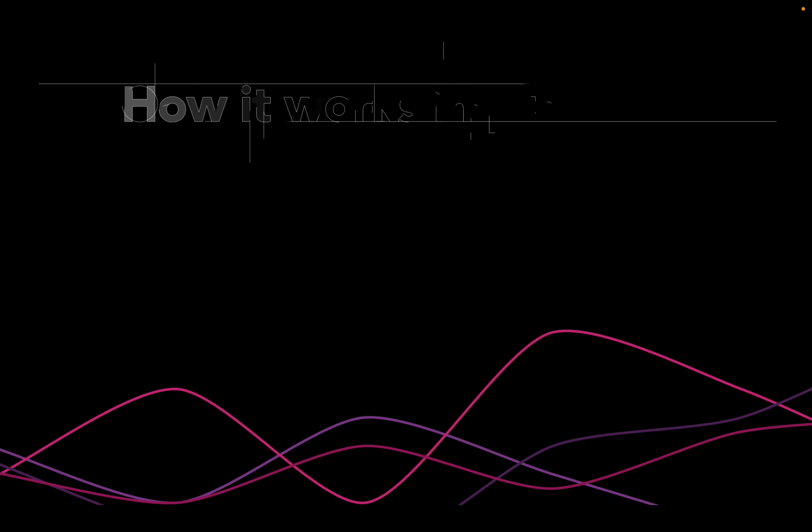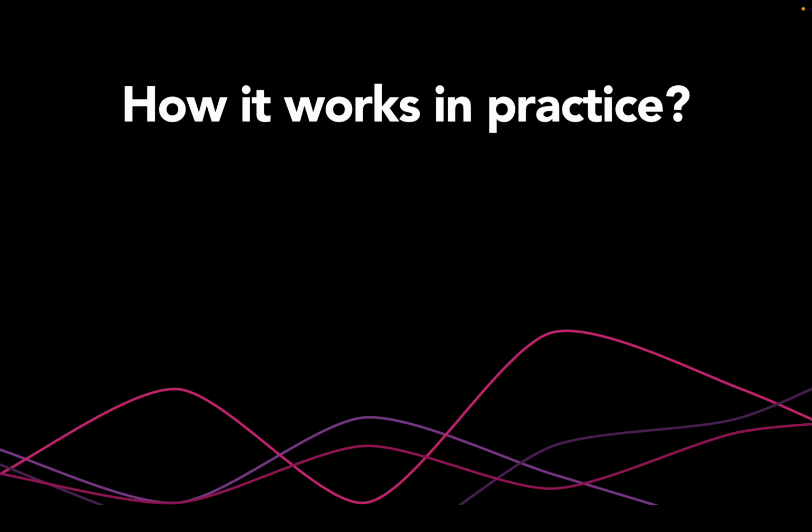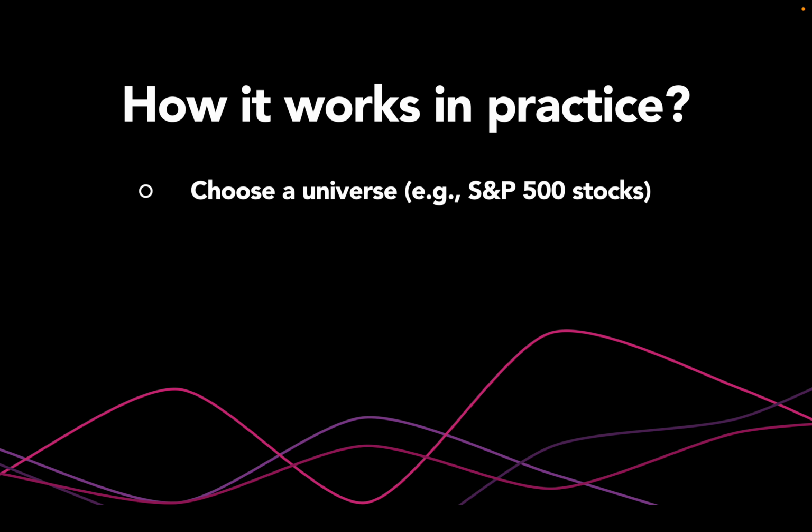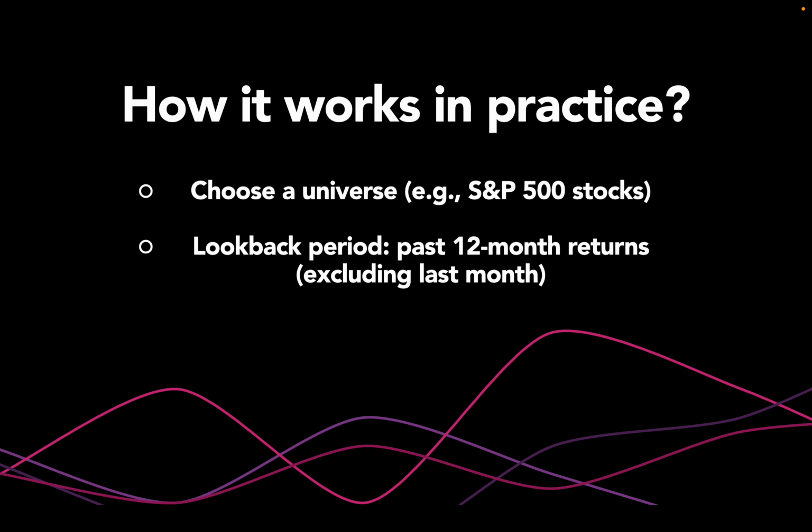Now how does that work in practice? You pick a universe, so for instance the S&P 500, which we are also doing in this video. Then you define a look-back period. The most common one is the last year, so the past 12 months, and you take a look at the returns and you exclude the last month. The reason behind that is short-term reversal.